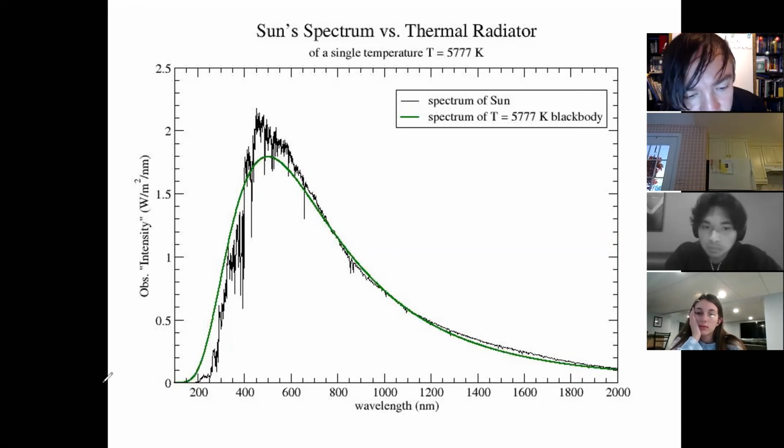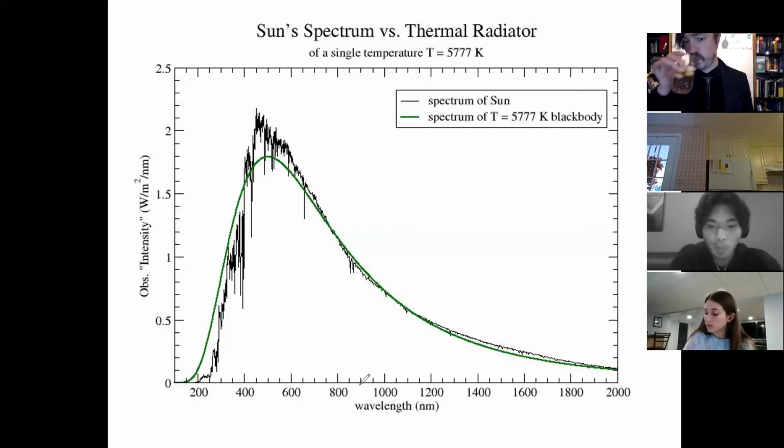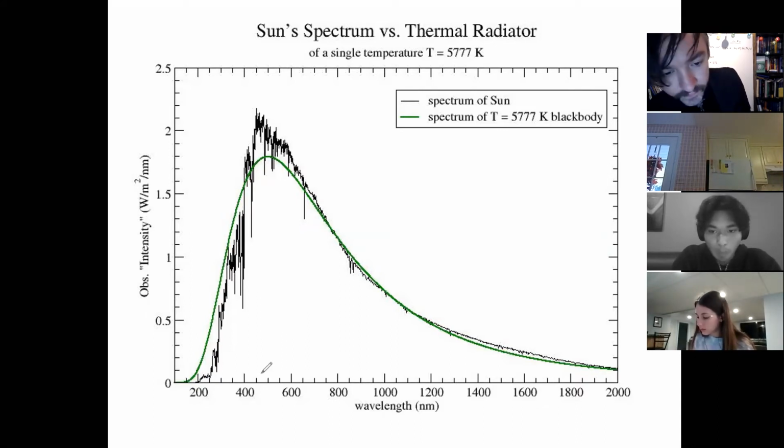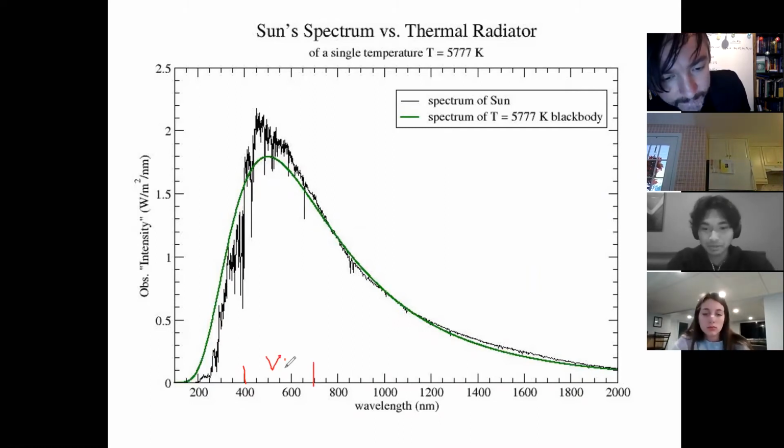Class, tell me, where is visible light on this graph? Caitlin's looking it up. Where would the visible light be? Someone's chatting me. Blair and Cameron said what I want to hear, except Cameron's is better because he used units, Blair. 400 nanometers to 700 nanometers. This is the visible light here.